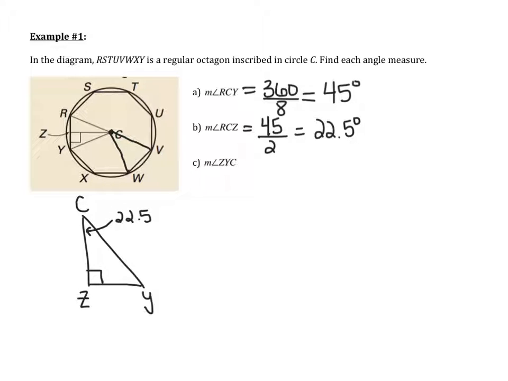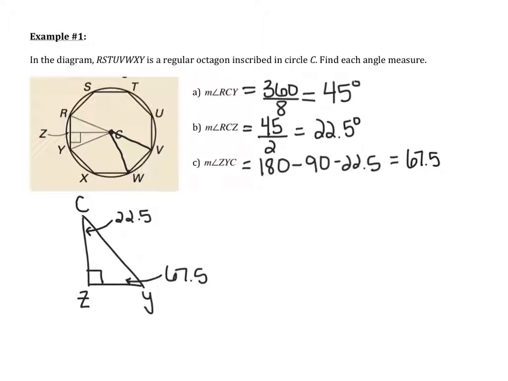So in part C, when they want us to find the measure of angle ZYC, which is this angle right here, we're looking for this angle right here, it would be equal to 180, since I have a right triangle, minus 90 minus the 22.5. Therefore, I would end up with 67.5. So again, this angle right here is 67.5.